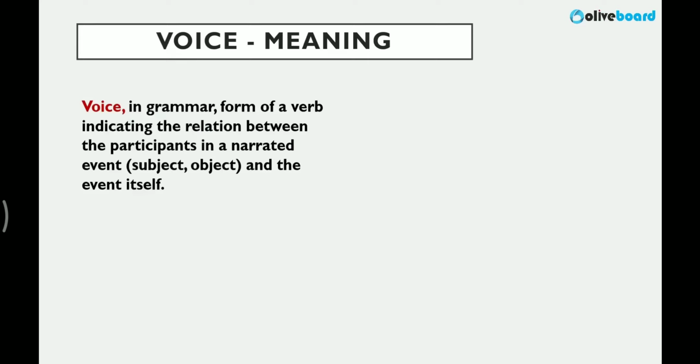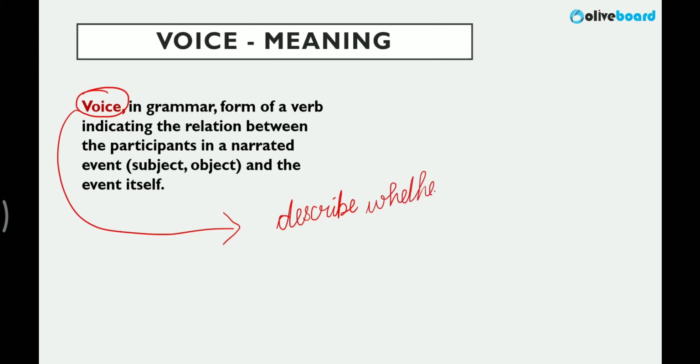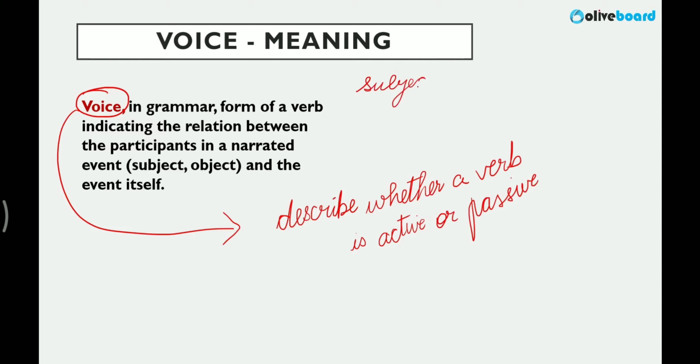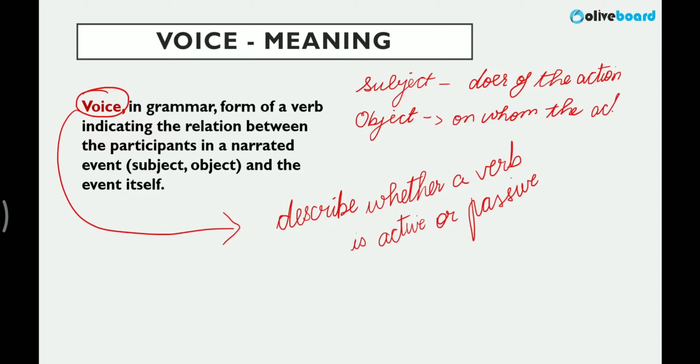Okay. So when I talk about voice in grammar, it is a form of a verb, right? It indicates the relation between subject and object. In simple terms, voice in grammar describes whether a verb is active or passive. When we are given a sentence, there is a subject who is doing the action. You should know these terms. Subject is the doer of the action, who performs an action, right? Then there is an object, on whom the action is performed.